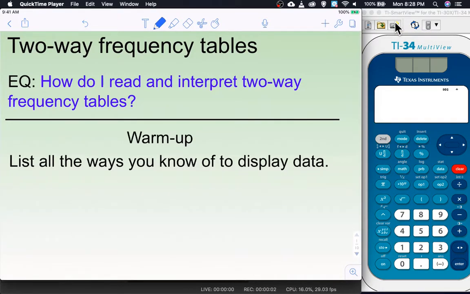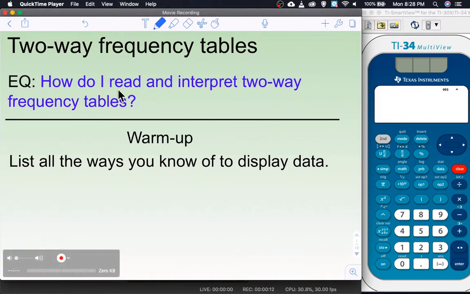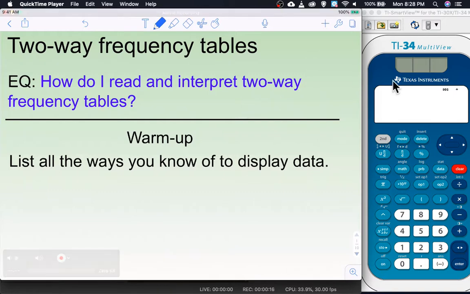Hello, and welcome to this lesson on two-way frequency tables. This is the other data display we're learning about in this unit. Our essential question says, how do I read and interpret two-way frequency tables? Okay, so that's our job, to be able to read, interpret, and even make a little bit.